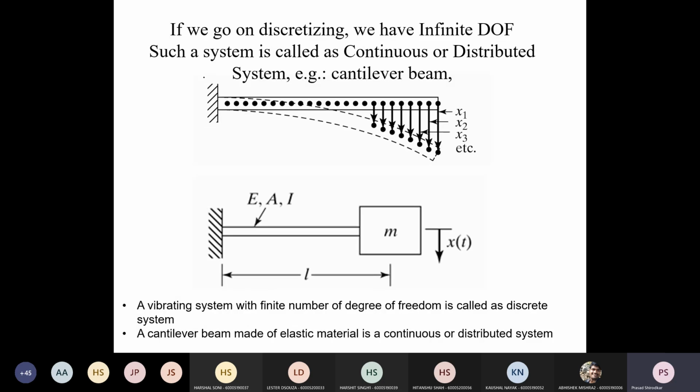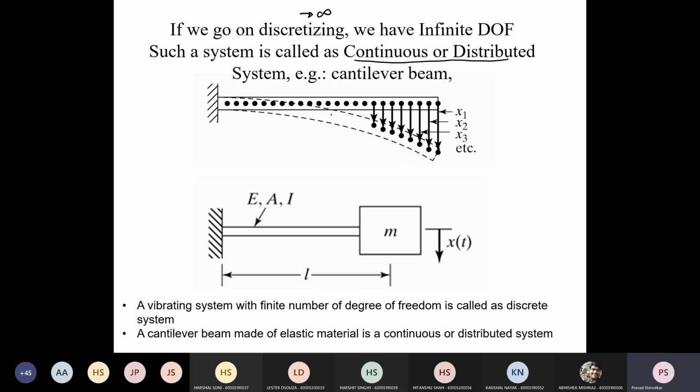Now, if you go on increasing the number of masses and go on discretizing the system, then as the number of masses tends to infinity, this system will become a continuous or distributed system. Example is a cantilever beam. Okay.